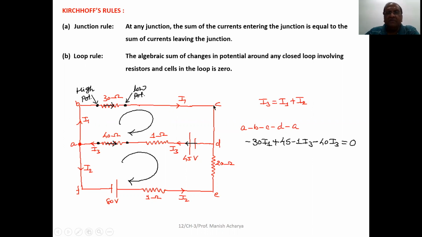Then when we move from C to D, there is no component, so no potential drop. Then we move from D to A, where there is the battery of 45 volt. So the potential difference between the two terminals of the battery is 45 volt. Then see, the current I3 is flowing through the 1 ohm resistor, so the potential difference across the 1 ohm resistor is 1 I3. Then I3 current is flowing through the 40 ohm resistor, so the potential difference is 40 I3.